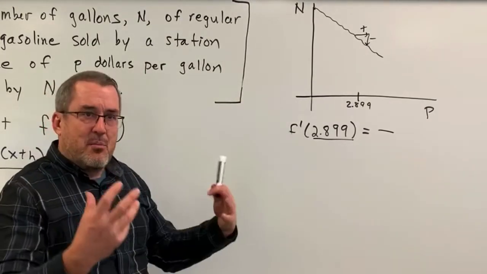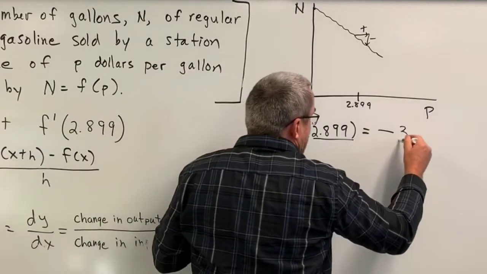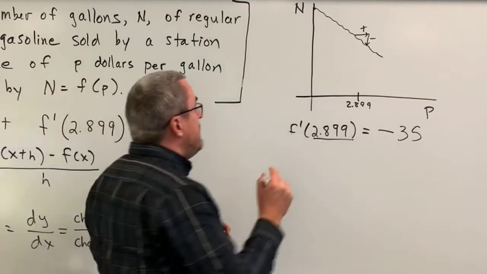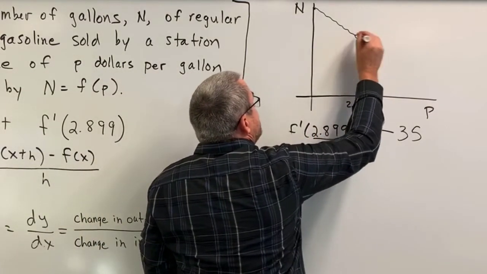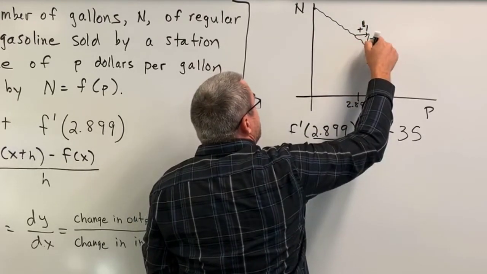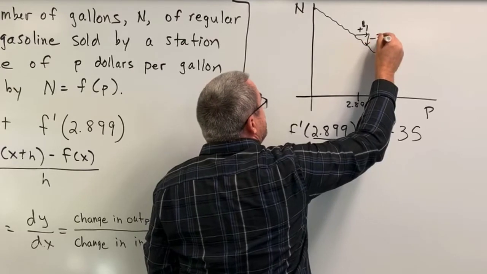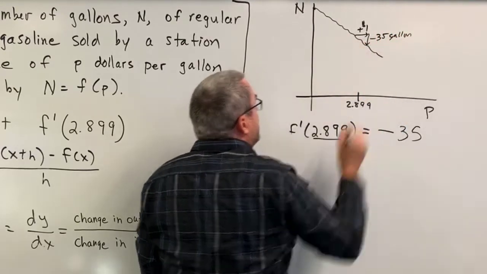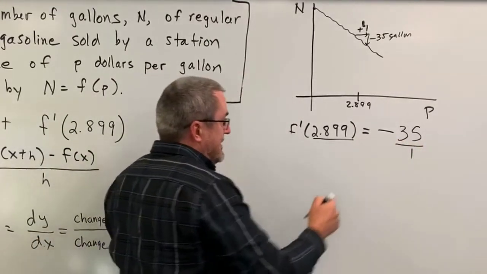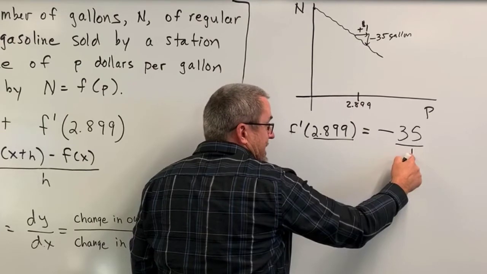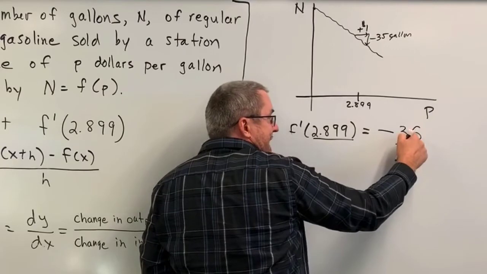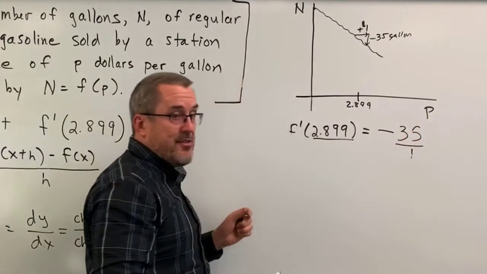Let me just give you a little more practical example here. What if I just said that the derivative was negative 35? What exactly would that mean? Well, we could say this. If you increase the price by $1, then the number of gallons of gasoline sold would decrease by 35 gallons. And so the interpretation here would be, think of this as negative 35 over 1. Increasing the price by 1, having a change in the input quantity of 1, results in a change in the output quantity of negative 35 gallons.